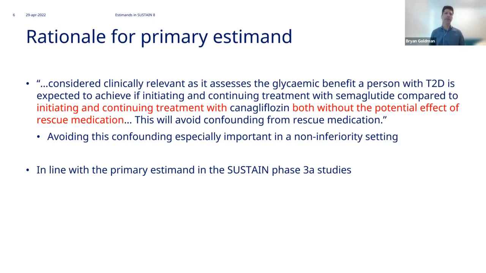And this is especially important in a non-inferiority setting as additional medications beyond what's included in the protocol and the randomized treatment will tend to move the estimate closer to the null. So it's actually not conservative in a non-inferiority setting. And this estimand was also in line with the primary estimands in the phase 3A studies for the clinical program. Next slide, please.